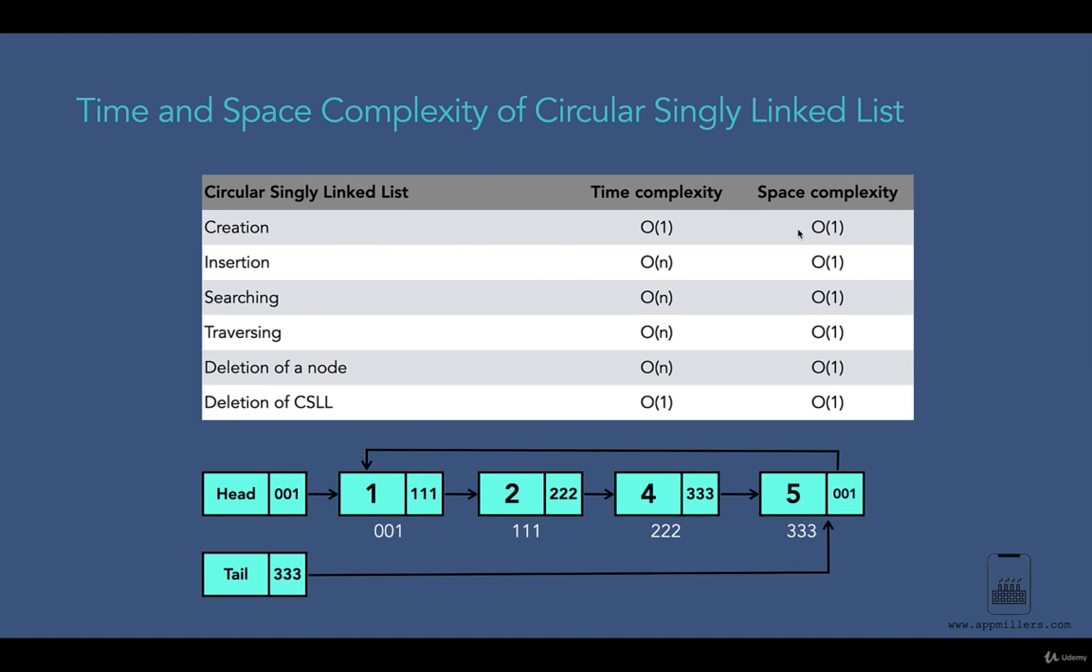Similarly, for space complexity we have to create only one node and two reference variables. So this is also a constant space complexity operation. So that's why the space complexity for creation of a circle single linked list takes O(1) space complexity. Now the next operation is insertion.